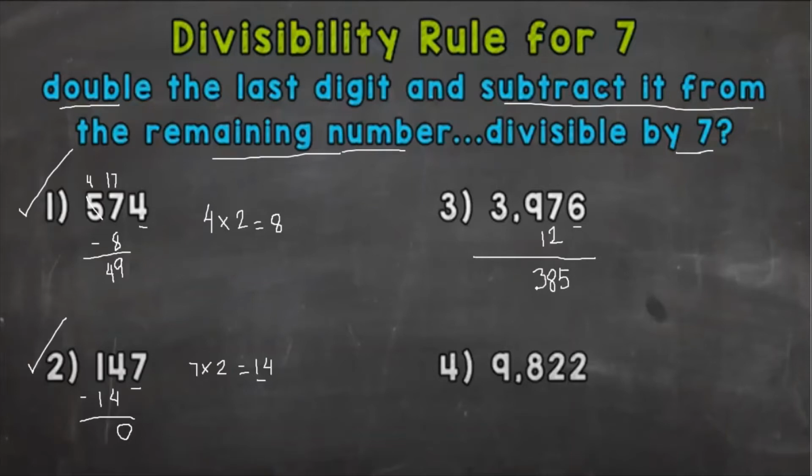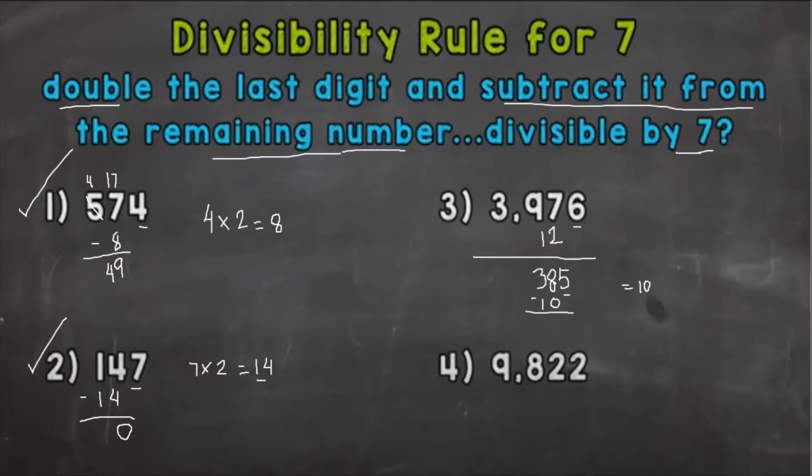385. Oh no, 385 is still a big number. Since this one is still a big number, we will just continue the process. Still, let us double the last digit, that is 5. If we double the 5, we get the answer of 10, right? 5 times 2, that is 10. And still, we subtract it from our remaining number. Our remaining number here is 38. So 38 minus 10.